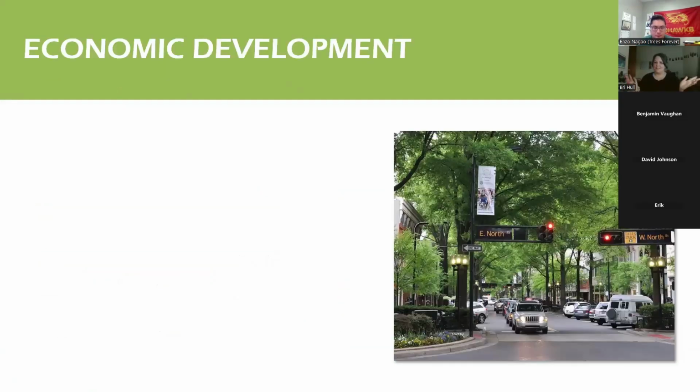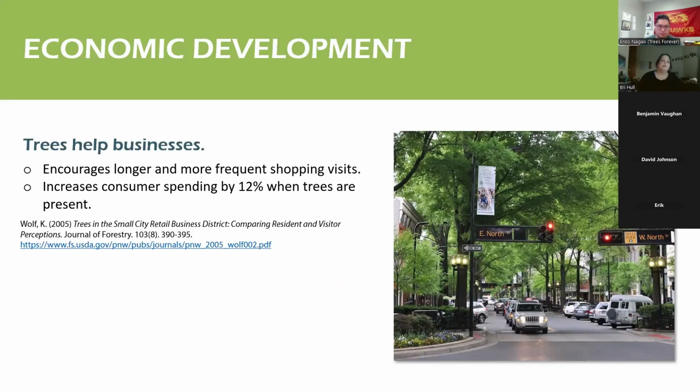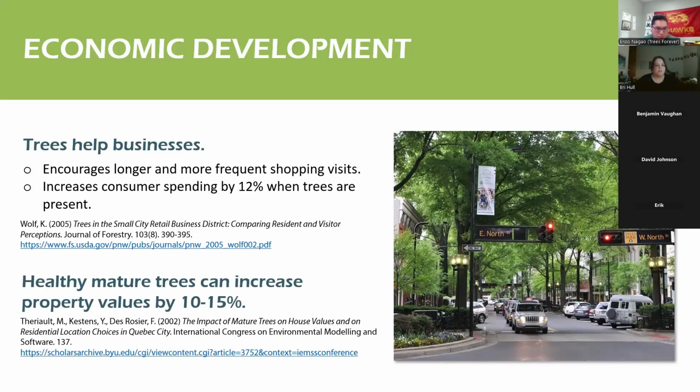Now for the economic development. So trees can actually help businesses. They encourage longer and more frequent shopping visits and increase consumer spending by 12% where they are present. That was found by a researcher for the Journal of Forestry. Healthy, mature trees can also increase property values. So if you are a homeowner or a business owner or any type like that, it has been found that property values with additional trees increase by 10 to 15%.